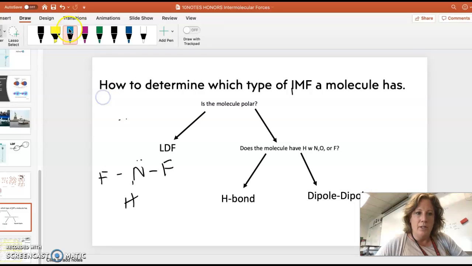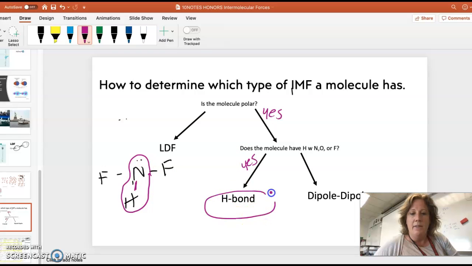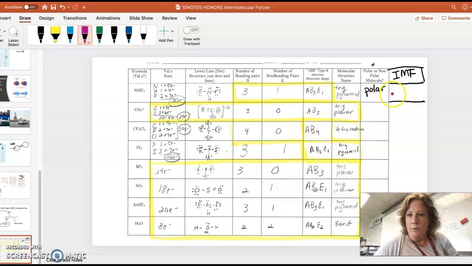So my first question is, is the molecule polar? And I would say yes. If it was nonpolar, then automatically we know it would only have London dispersion forces. Then I ask myself, does the molecule have hydrogen directly bonded to an N or F? And then I would see this: the hydrogen is directly bonded to the nitrogen. So I would say yes. So then I would know that this molecule has hydrogen bonding. So I would go over here and I would put H bond.